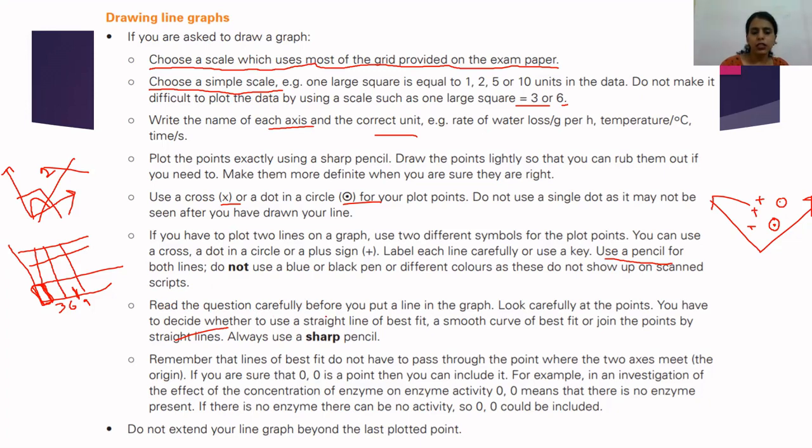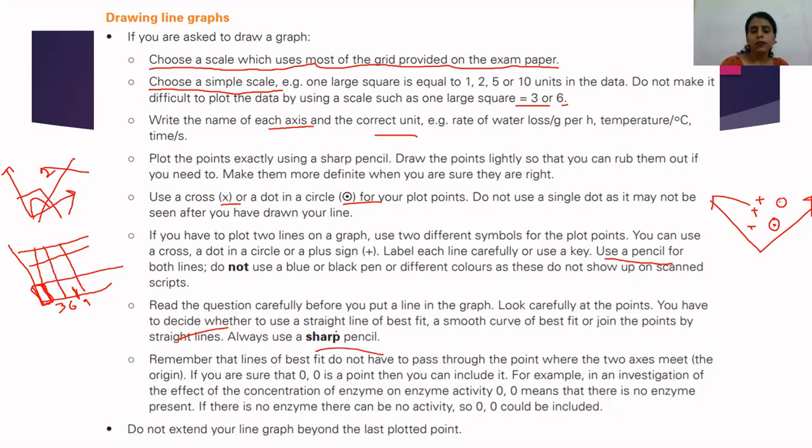Then read the question carefully before you put a line in the graph. Look carefully at the points. You have to decide whether to use a straight line of best fit, a smooth curve of best fit, or join the points by straight lines. Always use a sharp pencil.